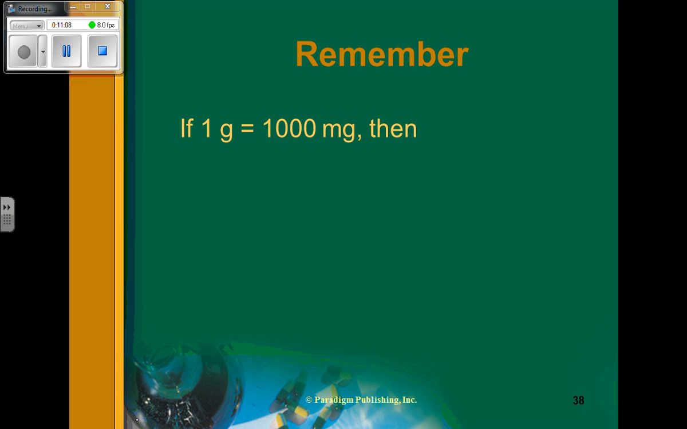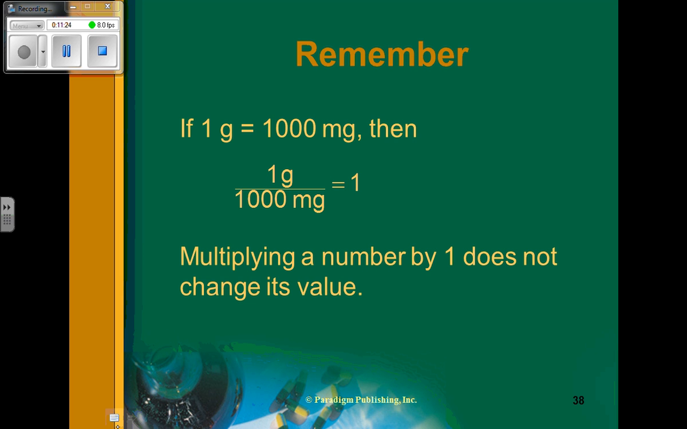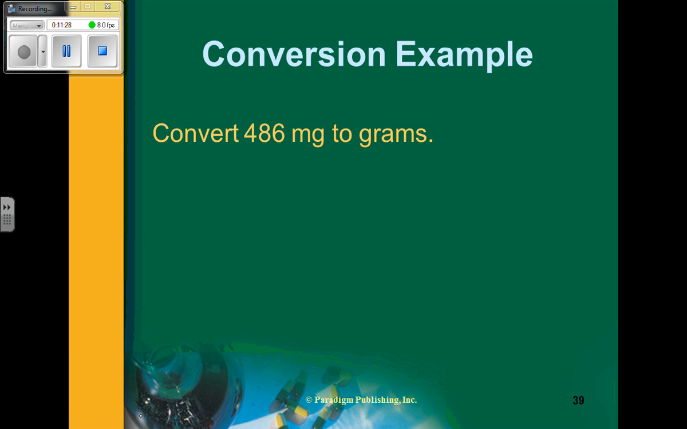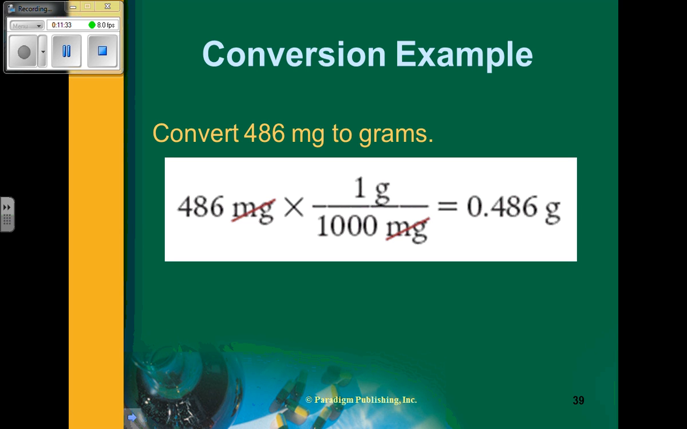Okay, so just remember here, if you have 1 gram is equal to 1,000 milligrams, so 1 gram over 1,000 milligrams is equal to 1. So this is how you would set up the unit side from the chart. Multiplying a numerator by 1 does not change its value. The way the book does it, they take and convert 486 milligrams to grams.